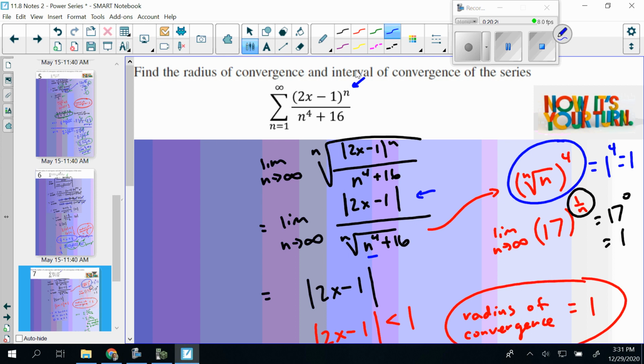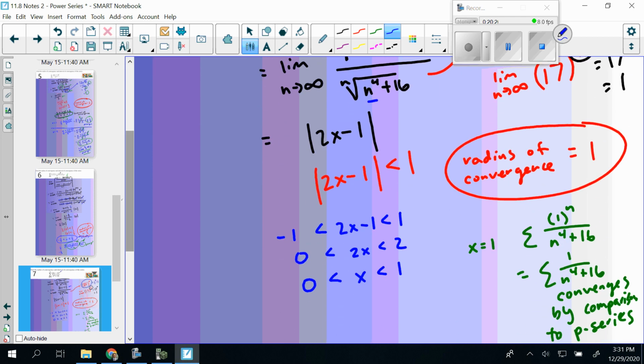So we end up with just the absolute value of 2x minus 1. For that to be convergent with the root or ratio test, it needs to be less than 1. And so our radius of convergence here is 1. If we solve that now, putting it less than 1 and greater than negative 1, add 1 to both, and then divide by 2. Here's our interval. Now we should check the endpoints.